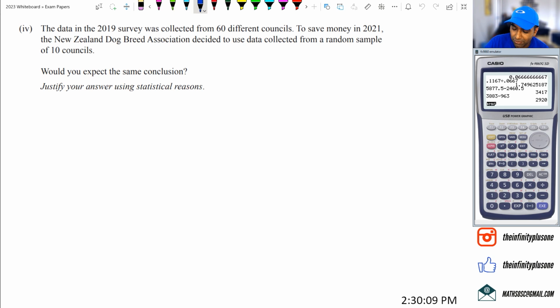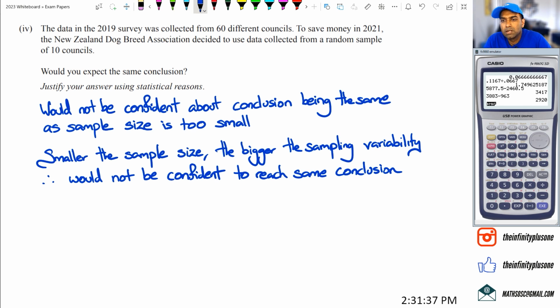So I'm just going to write that down. This is pretty much what my statement would look like: would not be confident about the conclusion being the same as the sample size is too small. The second point you want to make is that the smaller the sample size, the bigger the sampling variability. So therefore, I would not be confident to reach the same conclusion. The first statement is going to get you an achieved, where you talk about the sample size being too small. And the second statement is going to get you a merit, for talking about the link between sample size and the sampling variability.